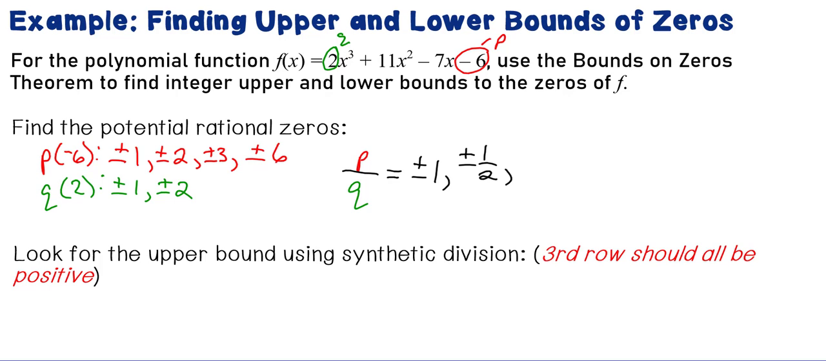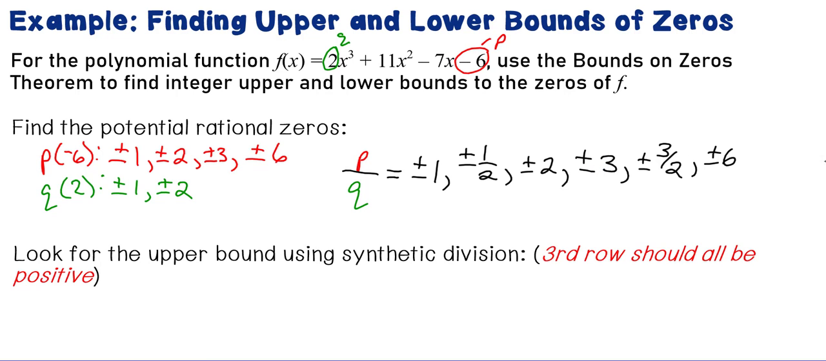Next number, 2 divided by 1 is 2, so that's plus or minus 2. 2 divided by 2 is 1, which we already have listed. 3 divided by 1 is plus or minus 3. And 3 divided by 2 is 3/2, so that would be plus and minus 3/2. 6 divided by 1 would give us plus or minus 6. And 6 divided by 2 is 3, which we already have listed. So these are our potential zeros for our polynomial function.